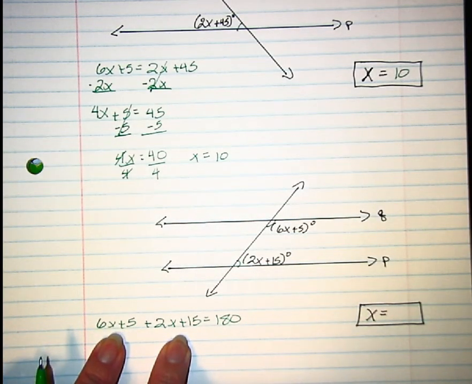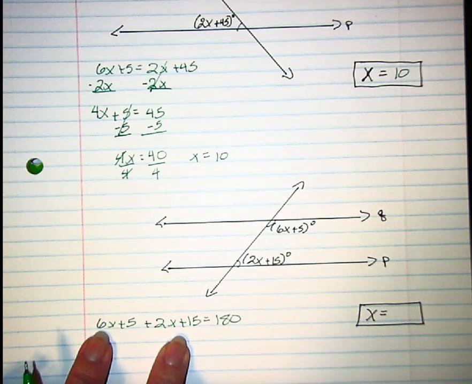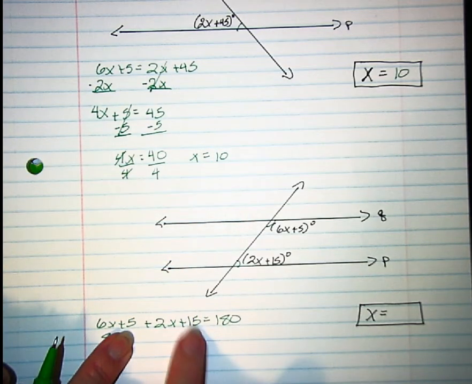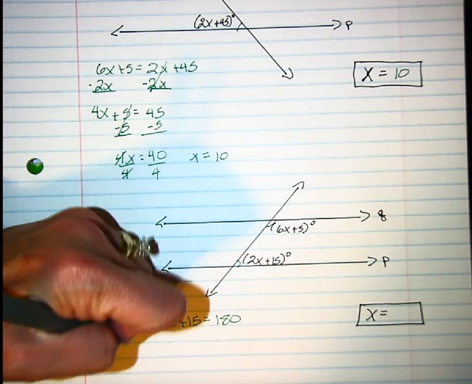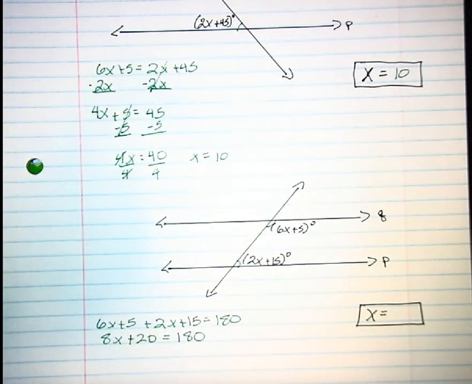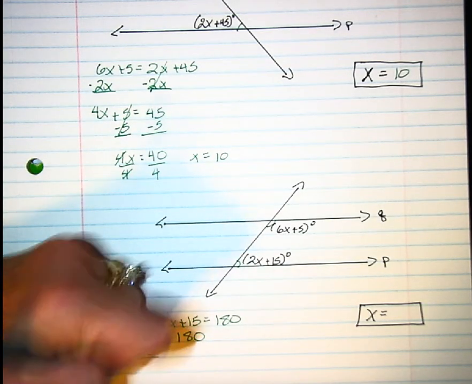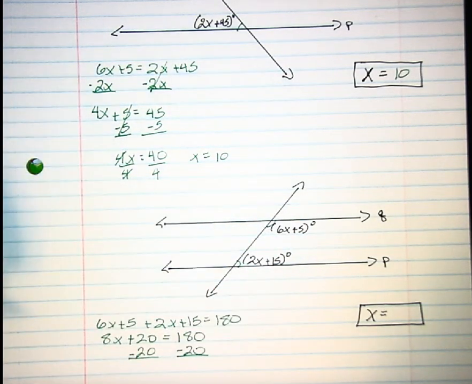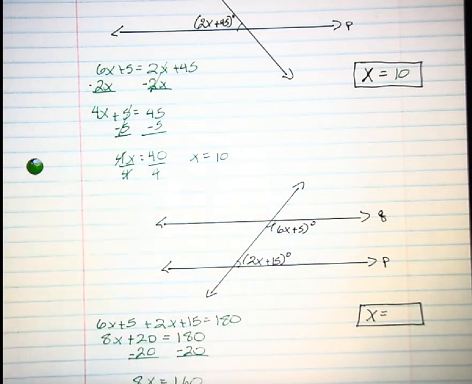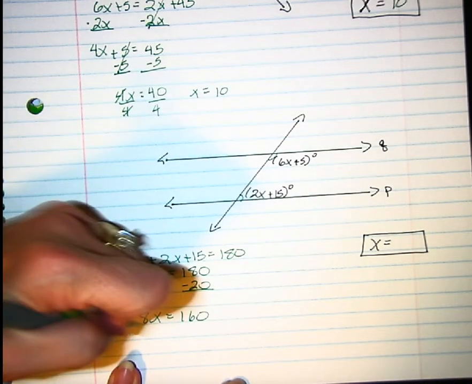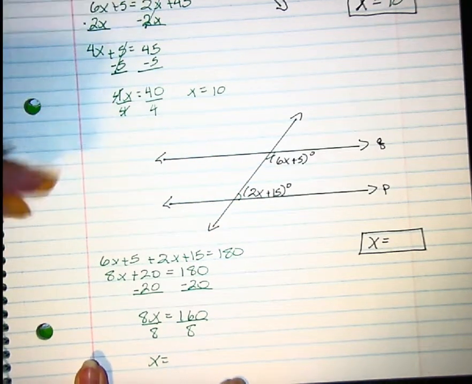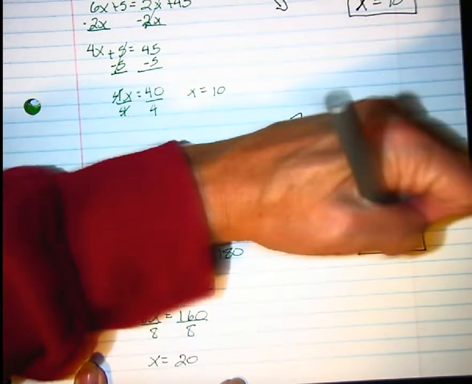And then we're going to combine like terms, and let's solve for our x. So 6x plus 2x is 8x. And 5 plus 15 is 20. And that equals 180. And then subtract 20 from both sides. So you get 8x equals 160. And then divide both sides by 8. And you get x equals 20. So x equals 20.